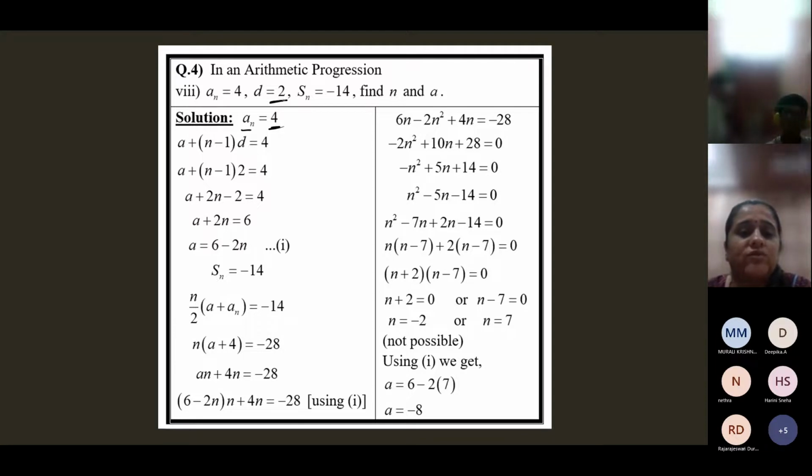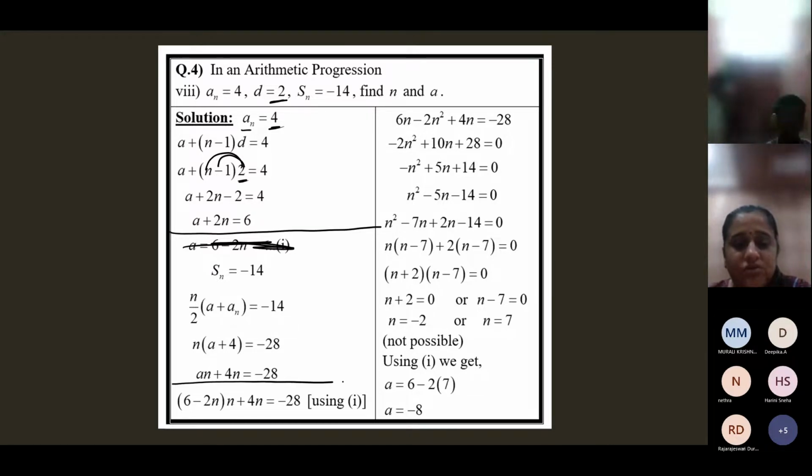We know the value of d, which is 2. And then 2 into n is 2n, 2 into minus 1 is minus 2, is equal to 4. Now here also you get an equation in a and n. Here also, see, a plus 2n is equal to 6. Just stop here.